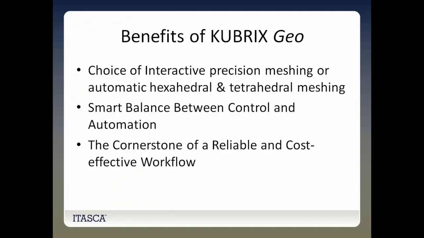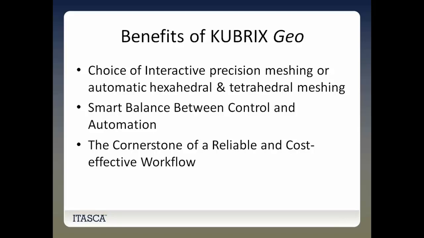Overall, the benefit of KubrixGEO is that it gives you a choice between interactive precision meshing and automatic hex and tetrahedral meshing. And the automatic hex and TET have been enhanced. There's a faster TET and hex mesher in it, and there are some additional improvements in terms of fractures and faults that can now be within a hexahedral mesh rather than just a tetrahedral mesh as was the case before.